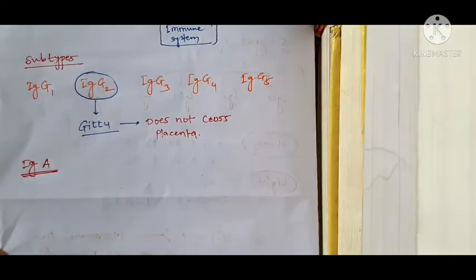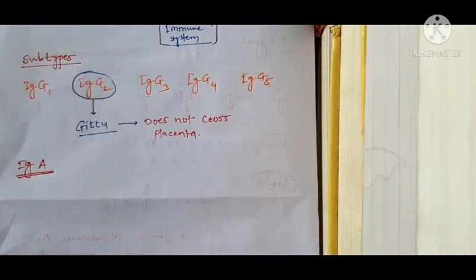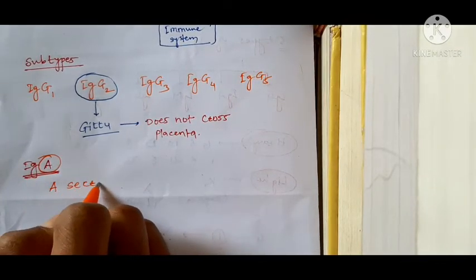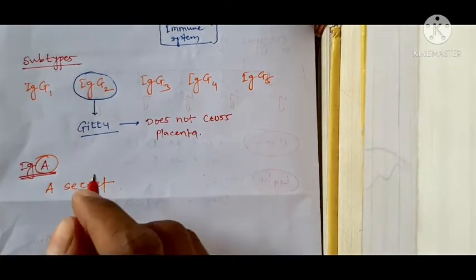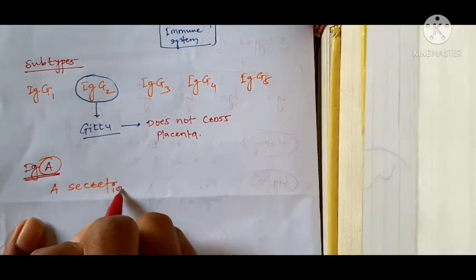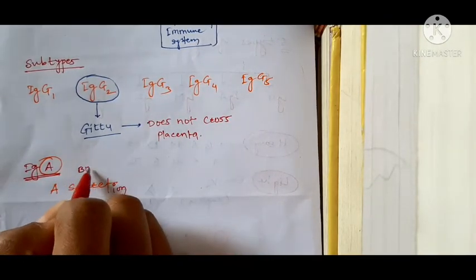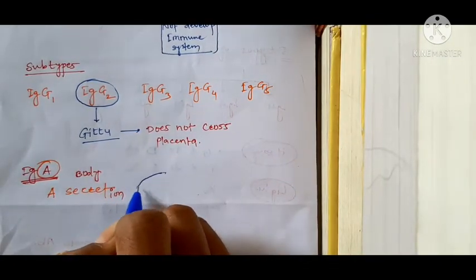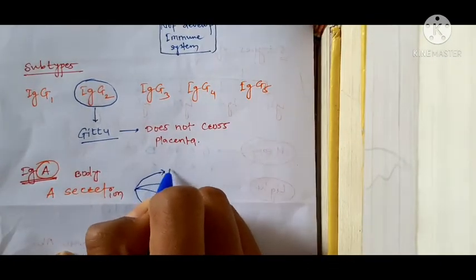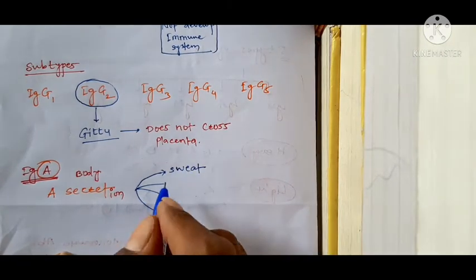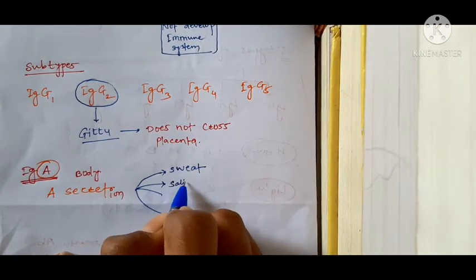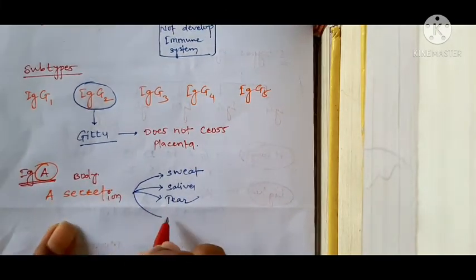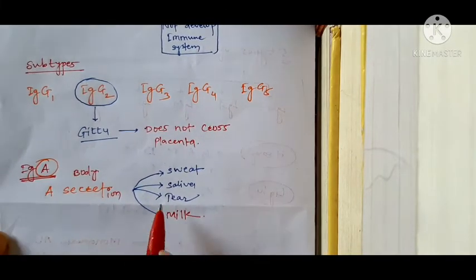Immunoglobulin A. You may recall that A means secretion. Immunoglobulin A is for body secretions. Which secretions? Sweat, saliva, tears, and most importantly, milk.